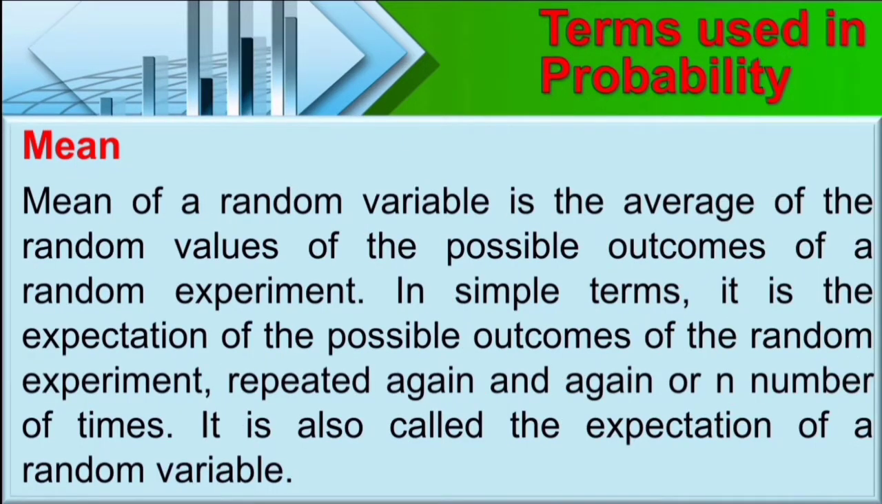Term used in probability. Mean. Mean of a random variable is the average of the random values of the possible outcomes of a random experiment. In simple terms, it is the expectation of the possible outcomes of the random experiment repeated again and again or n number of times. It is also called the expectation of a random variable.